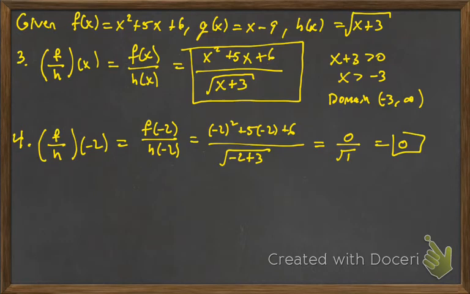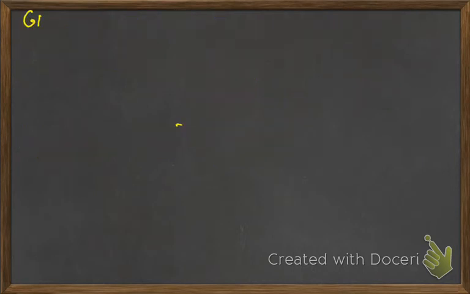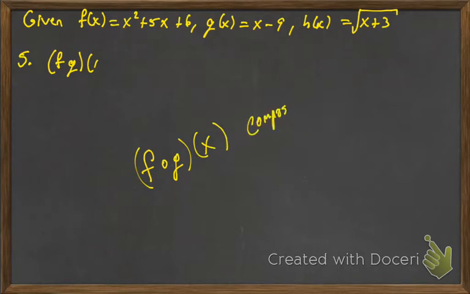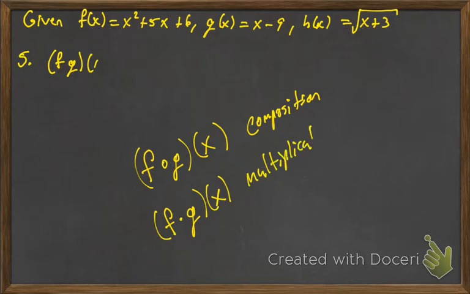I think we're going to move on to another screen here, and we're going to rewrite the same functions, and this time we're going to do f times g. So it's a little bit different than composition. Composition will look like this. Okay, that's composition. Sometimes with multiplication they'll put the multiplication dot. So we have to be a little bit careful. So if you got that circle there, that's composition. If it's just a little dot, that's multiplication.